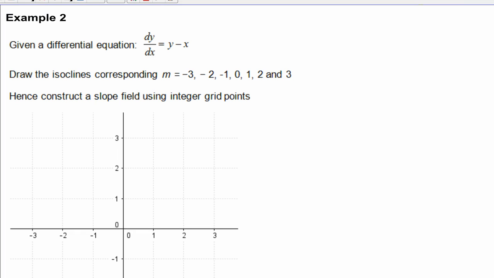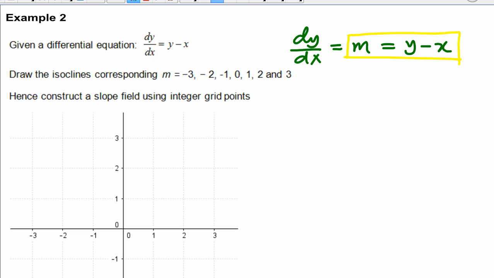This is our second example on slope fields, and you're just going to do the same thing. The first step is to equate dy over dx, which is y minus 2x, to m. But we know this is equal to y minus x. Now, what you're going to do next is to start with isoclines.